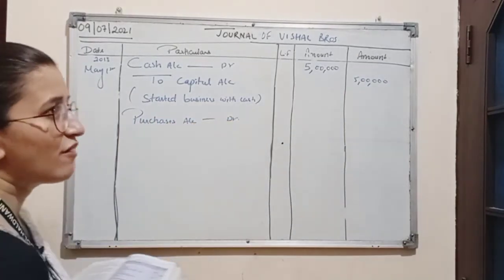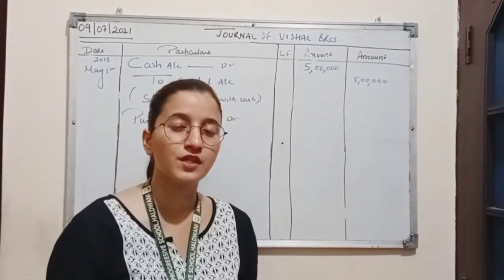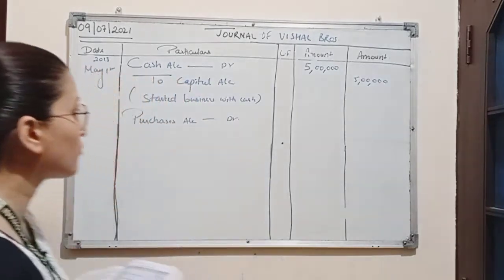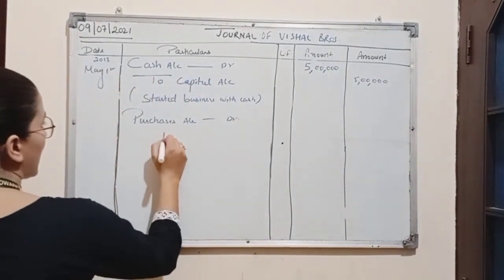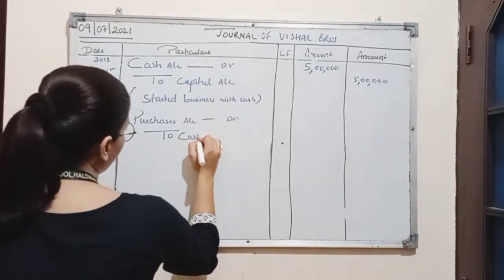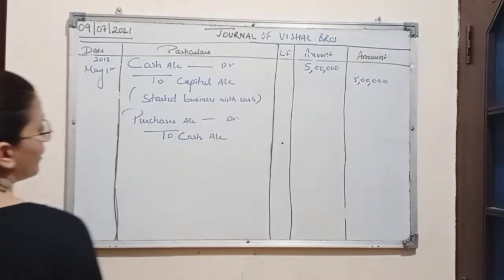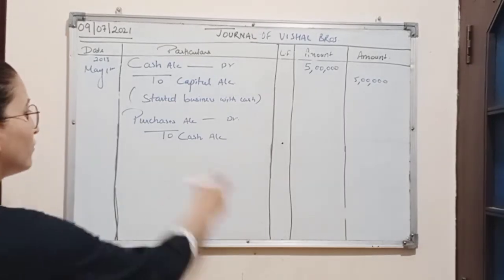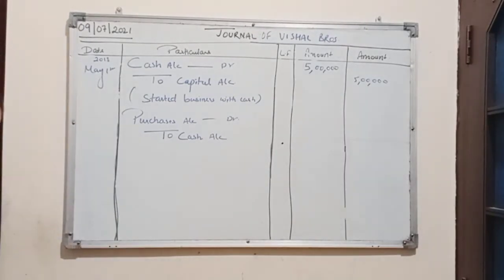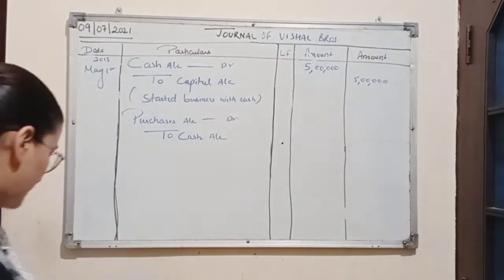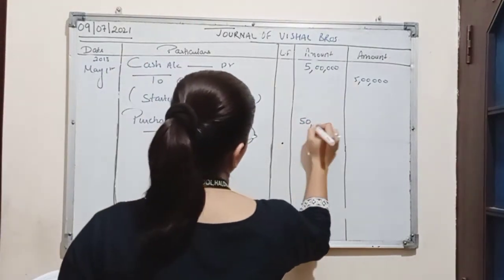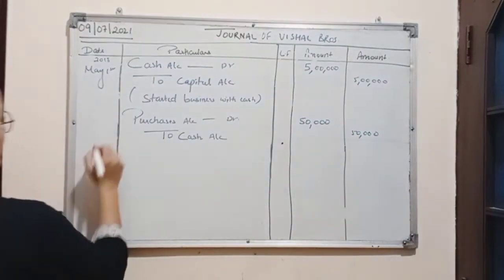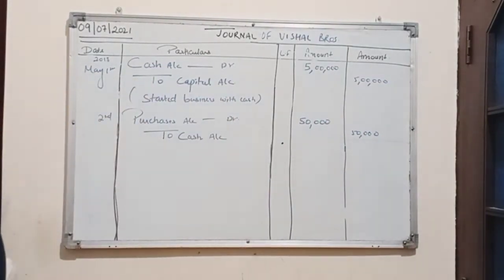And goods have been purchased for cash. That means cash is paid. There is an outflow of cash from the business. So cash as a real account will be credited. According to the rule of real account, debit what comes in, credit what goes out. So outflow of cash will be credited. Amount is rupees 50,000. And the transaction took place on the date 2nd of May.